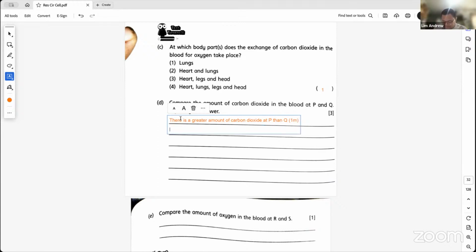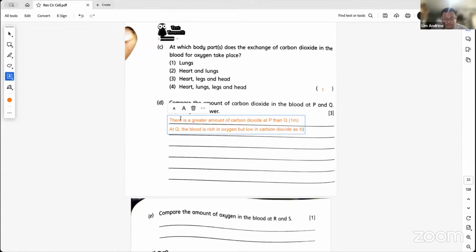How do you start explaining? You must explain why. Why do you say there is a greater amount? What makes you think so? The examiner wants you to tell him or her why you say there's a greater amount of carbon dioxide at P than Q. So to tackle the next part of the question, always say the location first. At Q, the blood is rich in oxygen, but low in carbon dioxide.